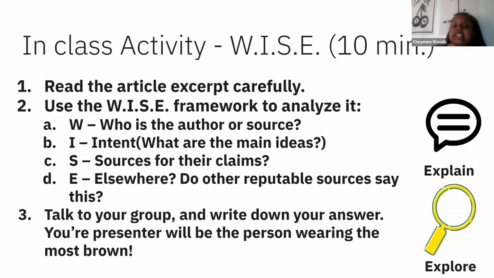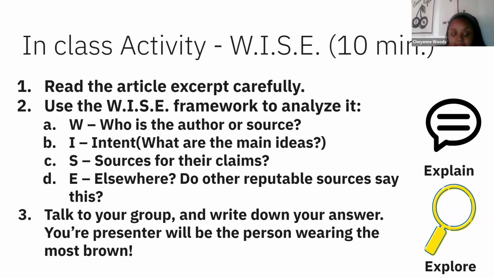We're going to be using the WISE framework to be able to analyze if it's actually a reputable resource and if we should be paying attention to it. So we're going to be using the W, which is who is the author of the source. I, which is the intent. So, what are the main ideas that they're trying to convey? S is the sources of their claims, and E is elsewhere. So, do other reputable sources say the same thing?